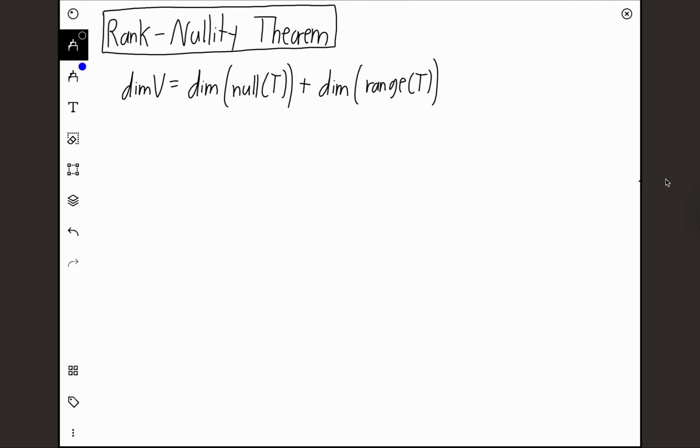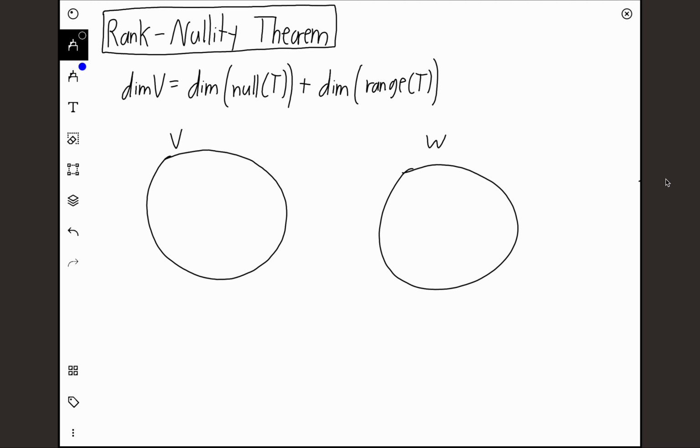Talking about the rank-nullity theorem, a theorem in linear algebra, which basically tells us that the dimension of V equals the dimension of the null space of T plus the dimension of the range of T. But before we can start thinking about how to prove this, let's first imagine a vector space V and a vector space W. And let's imagine T is a linear transformation, which takes us from V to W.